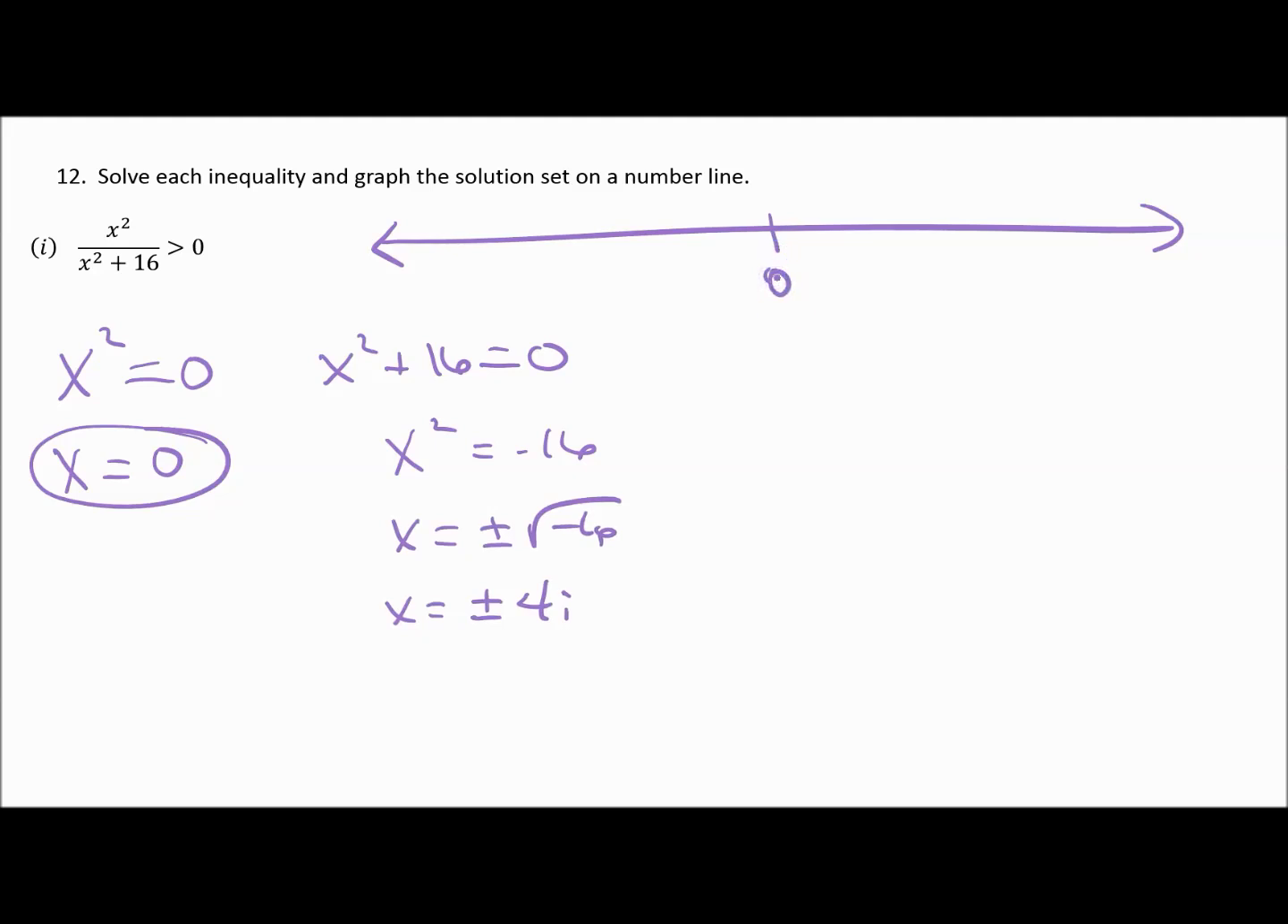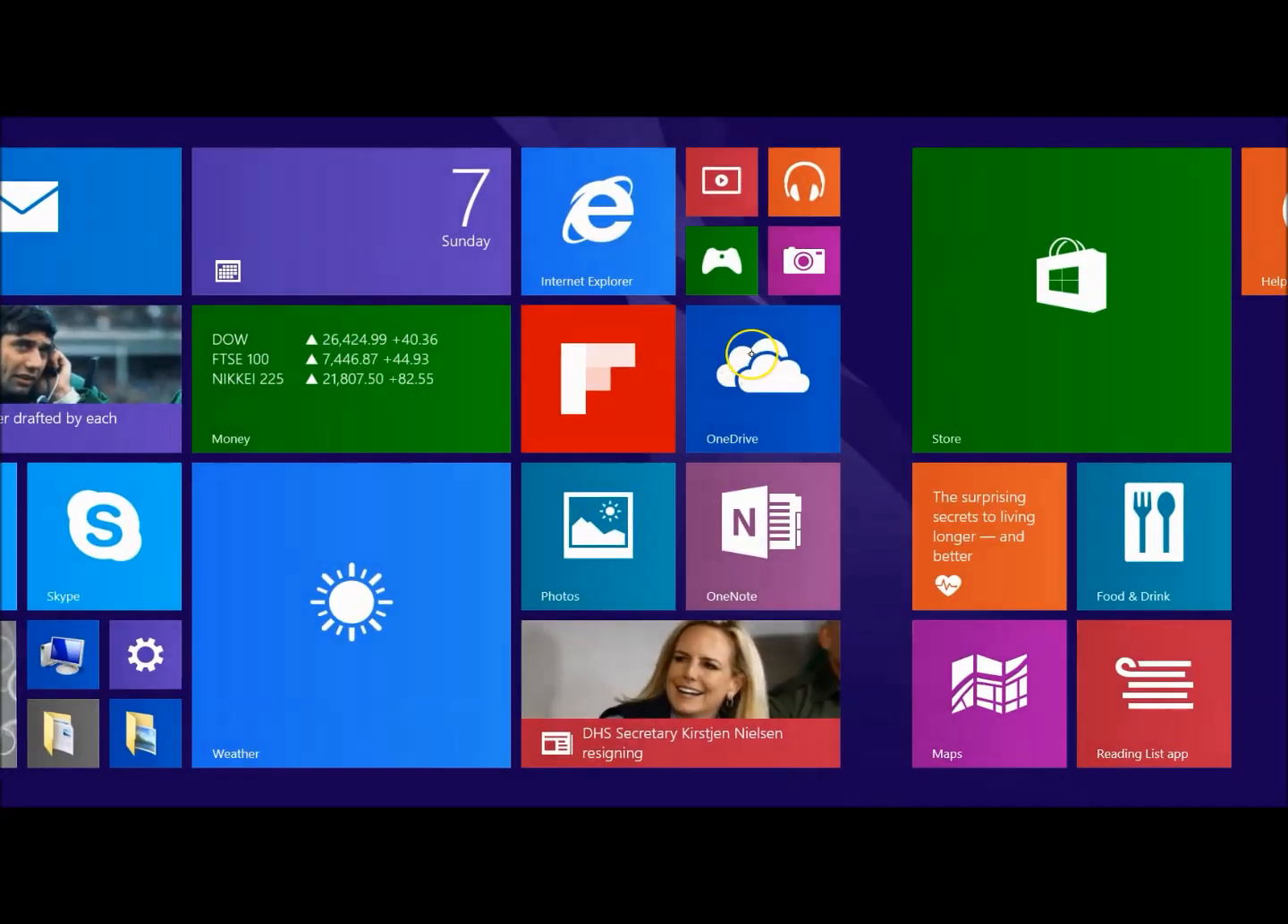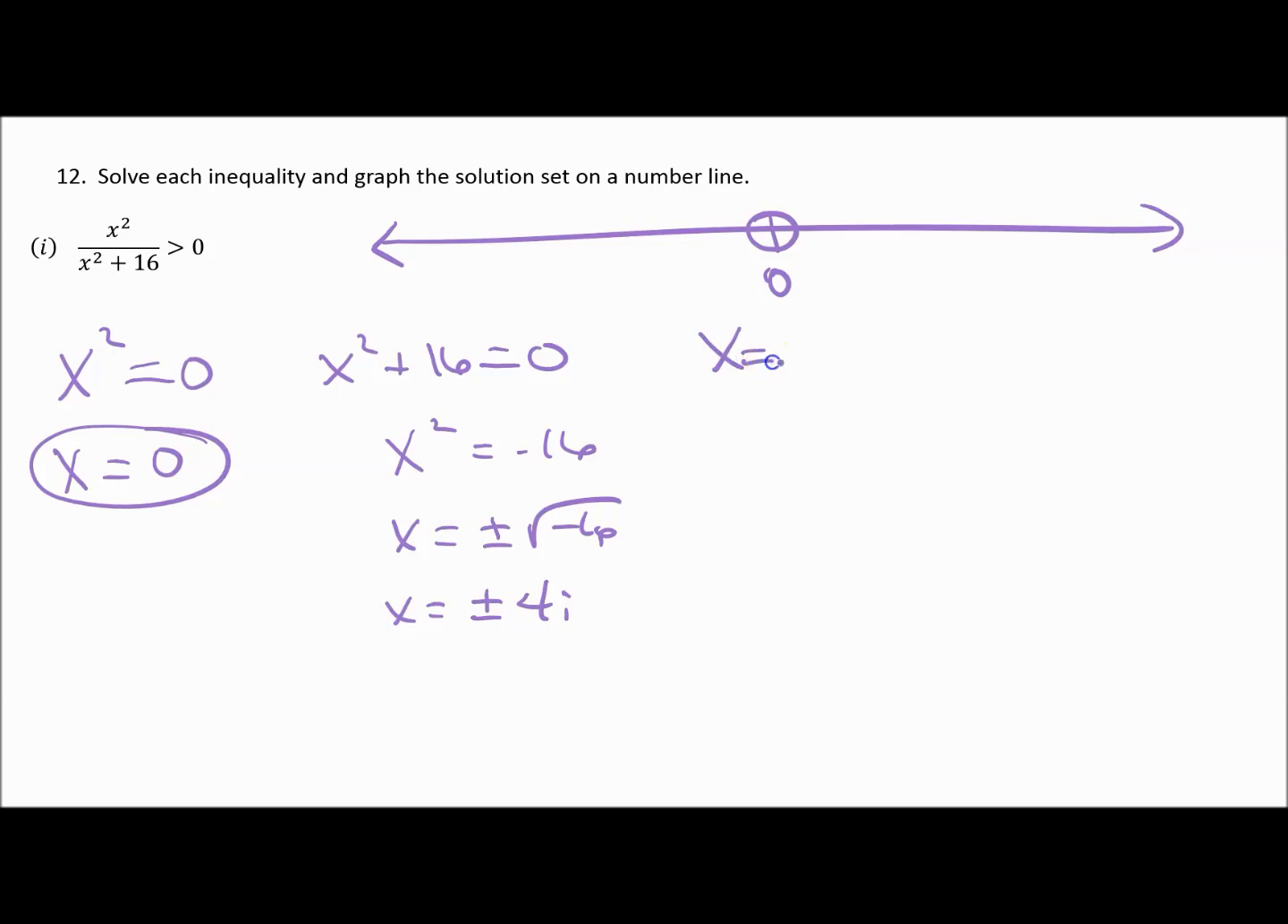Okay. Now, for 0, is it filled in or not? Now, it didn't come from the denominator, so I don't have that concern. But there's no equal to here. So that means it's open at 0. Now I pick test points. So I need to pick something on the left of 0, like x equals -1, and something on the right of 0, like x equals +1, and plug it in my inequality.